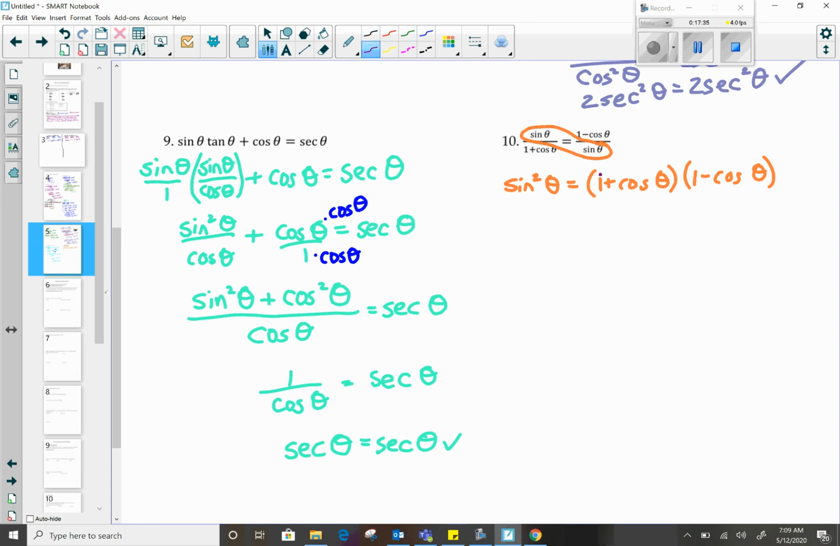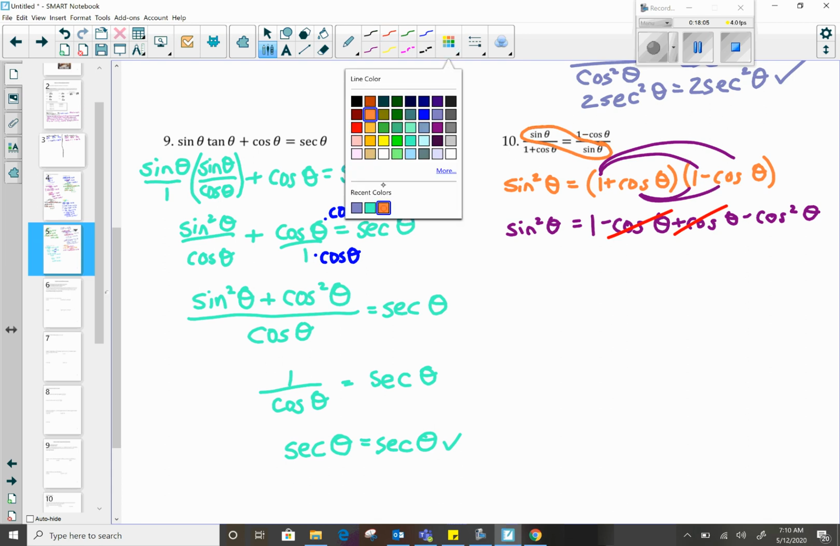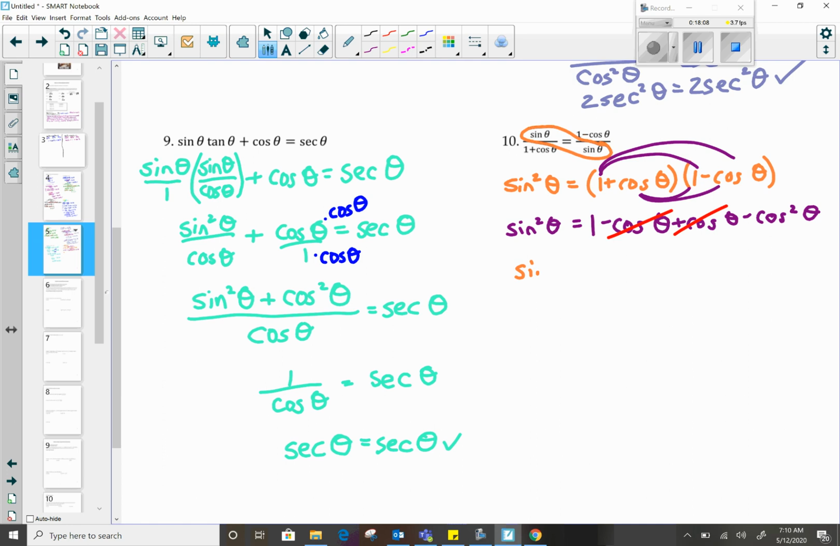So I'm going to distribute. Equals 1 minus cosine theta plus cosine theta minus cosine squared theta. Okay, so now the cosines cancel out, minus cosine plus cosine. Okay, and we are left with sine squared equals 1 minus cosine squared of theta.